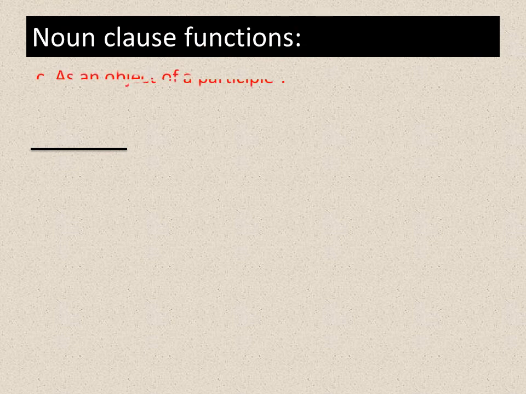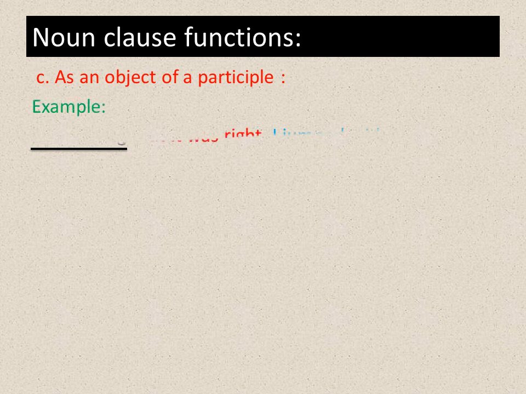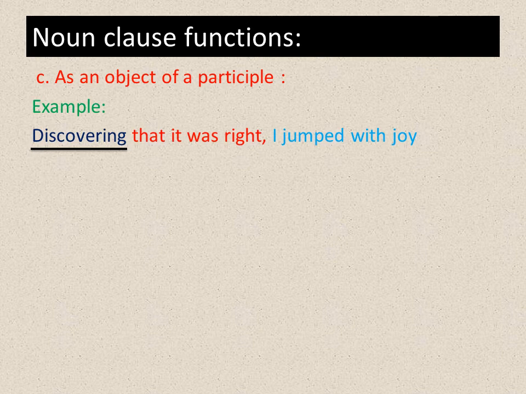Let us see the third function of a noun clause. The third function is it acts as an object of a participle. Example, discovering that it was right, I jumped with joy. So in this sentence, I jumped with joy is a main clause because it is giving complete meaning. That it was right is a subordinate clause because it is not giving complete meaning. It is depending on the main clause for its meaning.